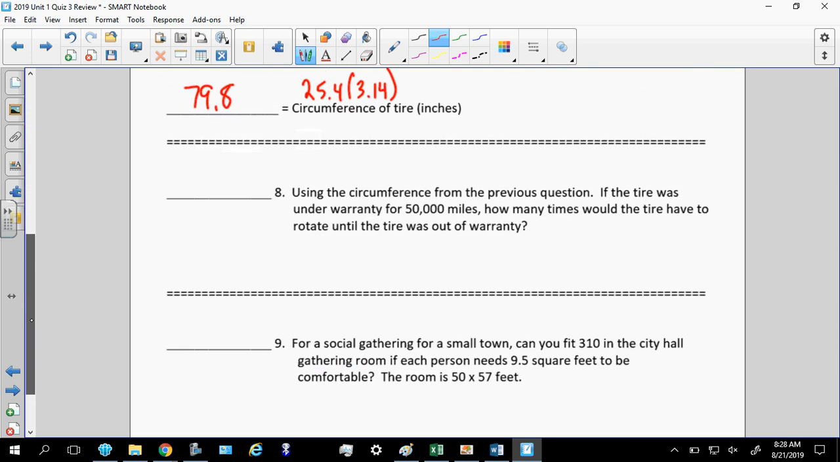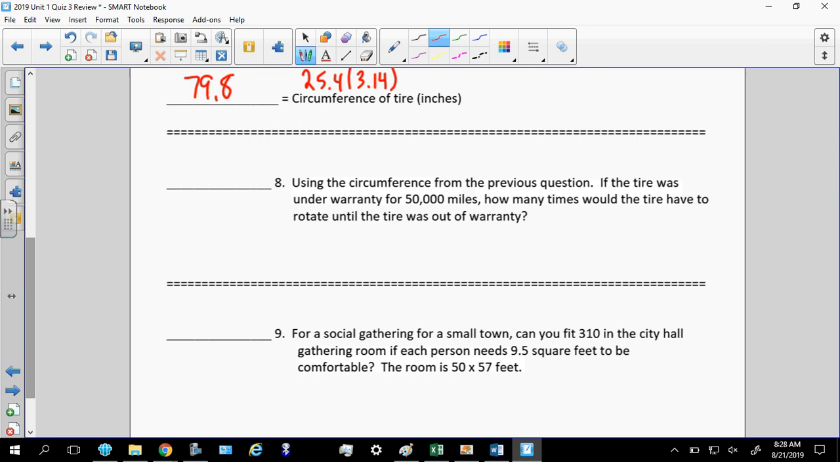Moving on. Using the circumference from the previous question, so that means we're going to continue. If the tire was under warranty at 50,000 miles, how many times would the tire have to rotate until the tire was out of warranty? So basically, going back, and I've done this in class before, so forgive me for doing it in this video, and that is the wheels on the bus go round and round. All right, that old song, we're trying to figure out how many times this tire needs to go round and round and round.